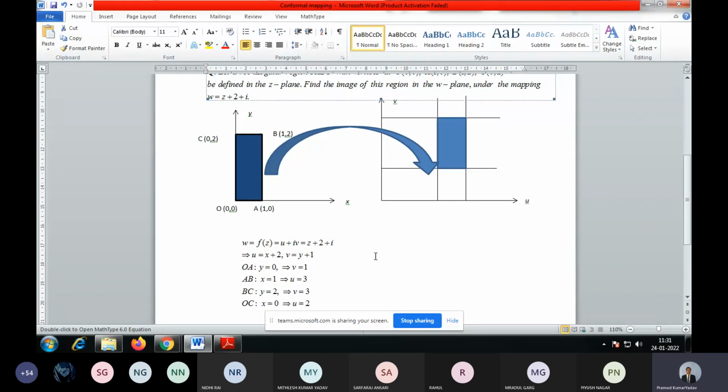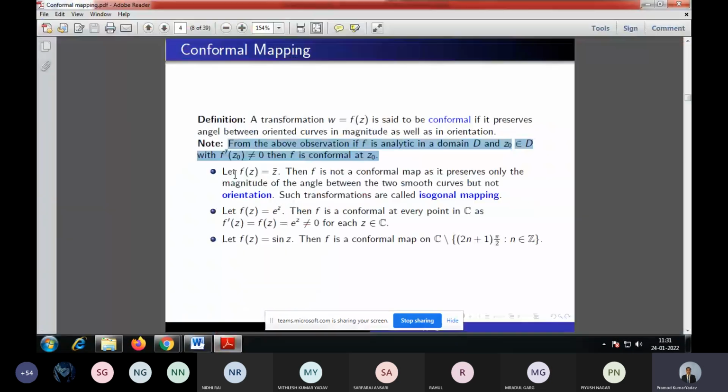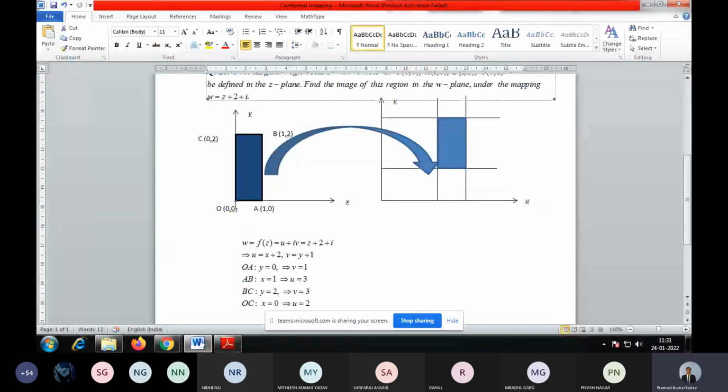So the given function is analytic. From the definition, if f is analytic in a domain D and z naught belongs to D with f dash z naught not equal to 0, suppose we are going to consider the point 0, 0. So the value of f dash z will come.